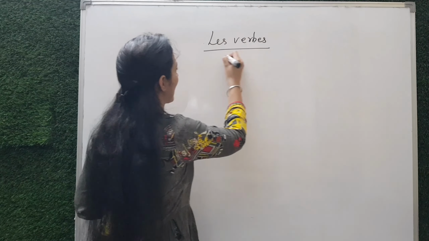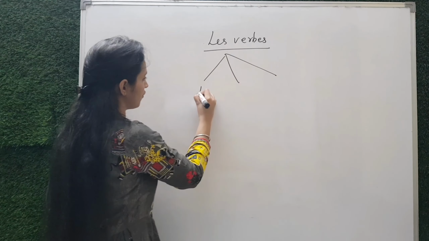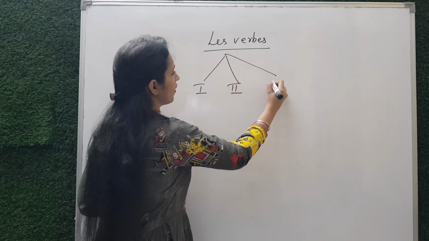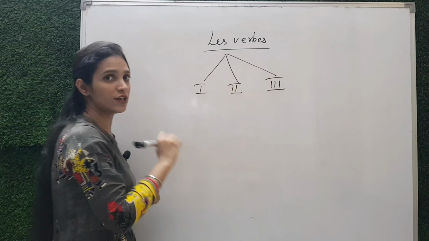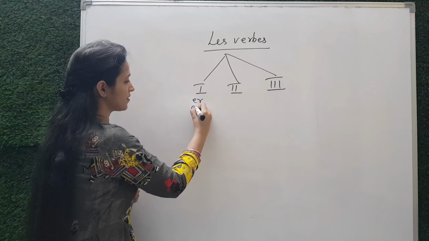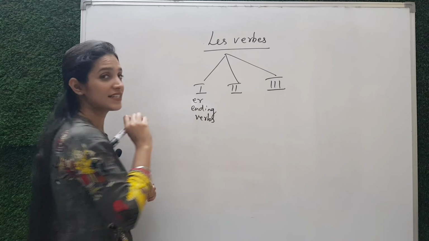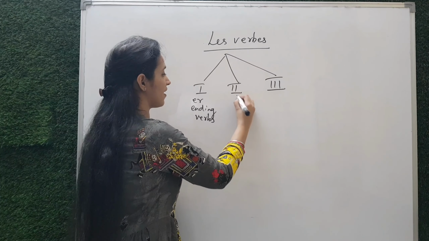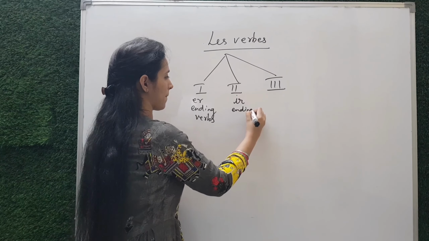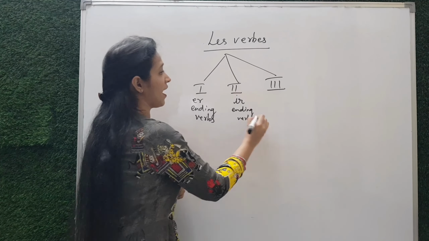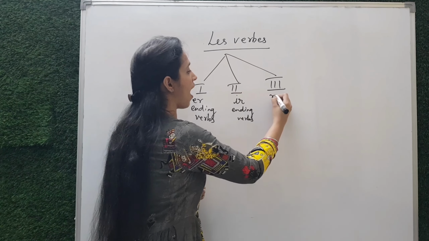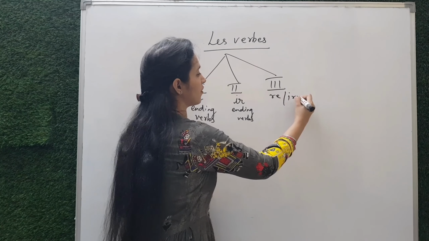in French are categorized into three groups. First group, second group and third group. First group is ER ending verbs. Second group is IR ending verbs. And third group is RE ending or irregular verbs.